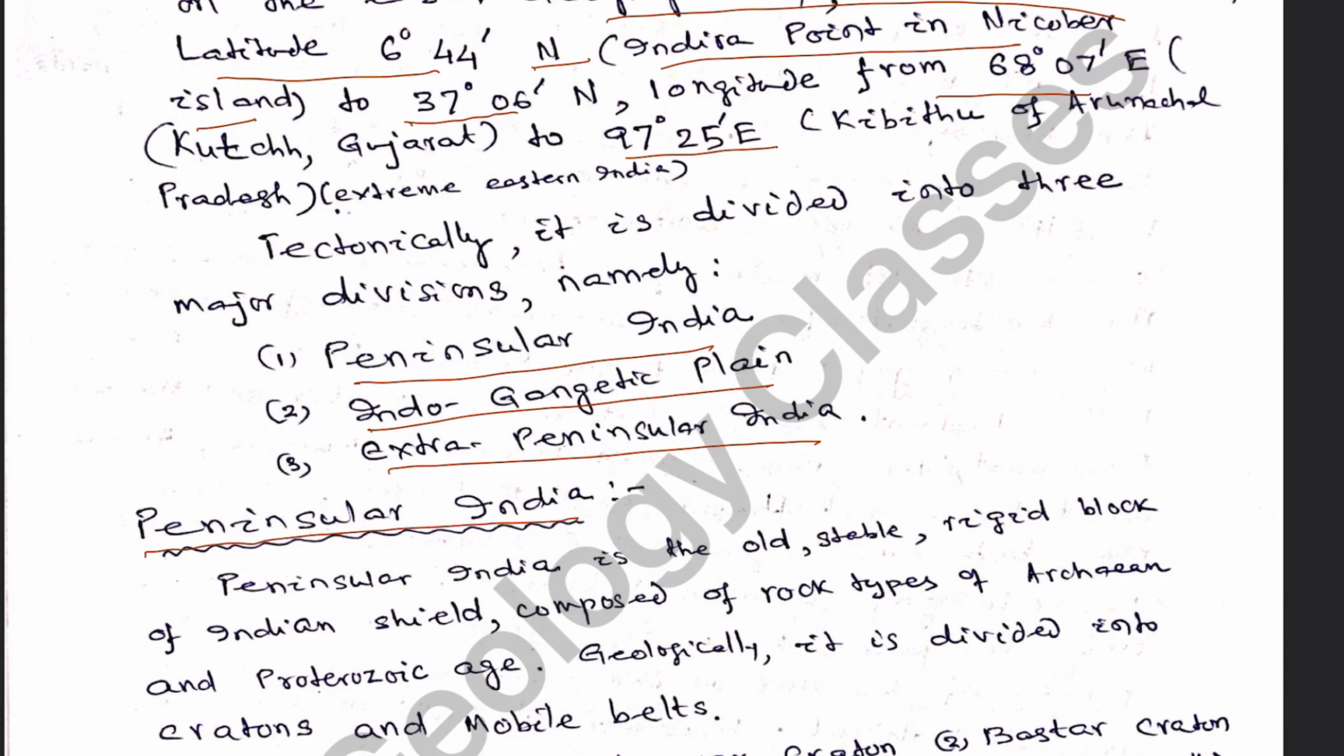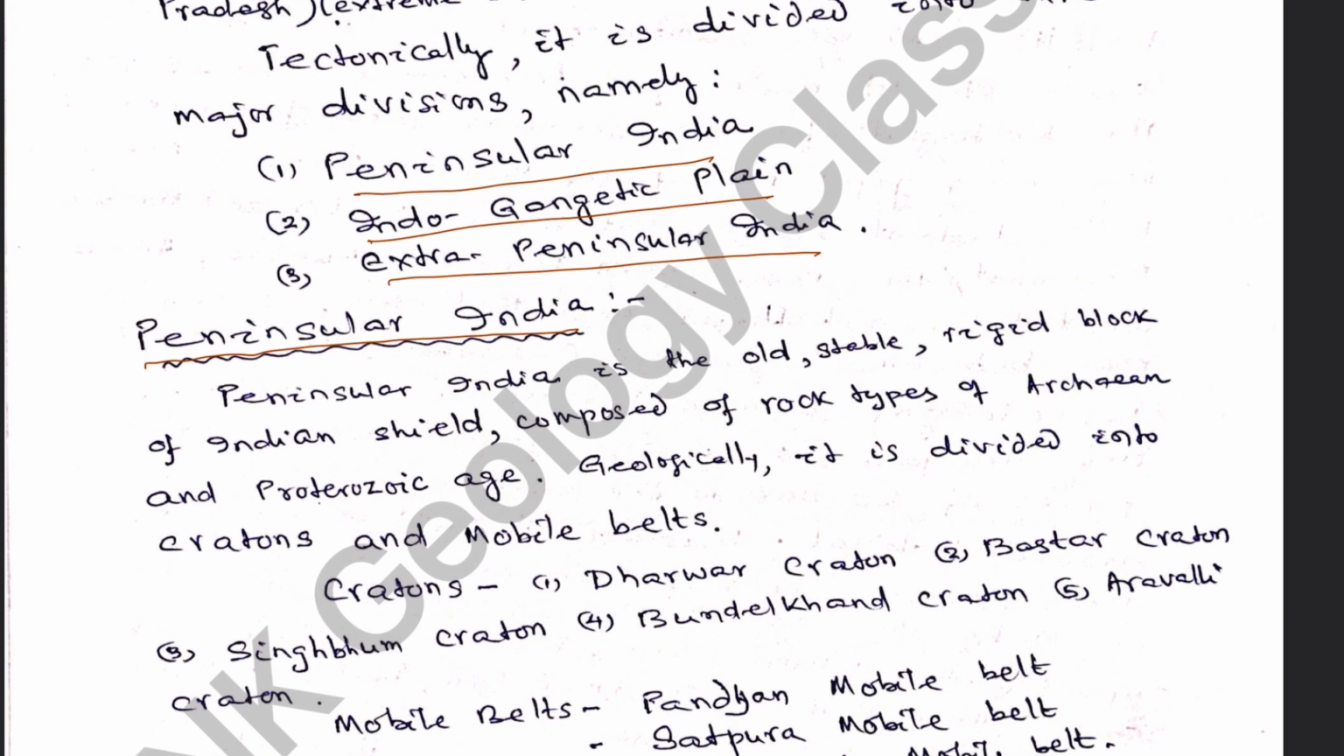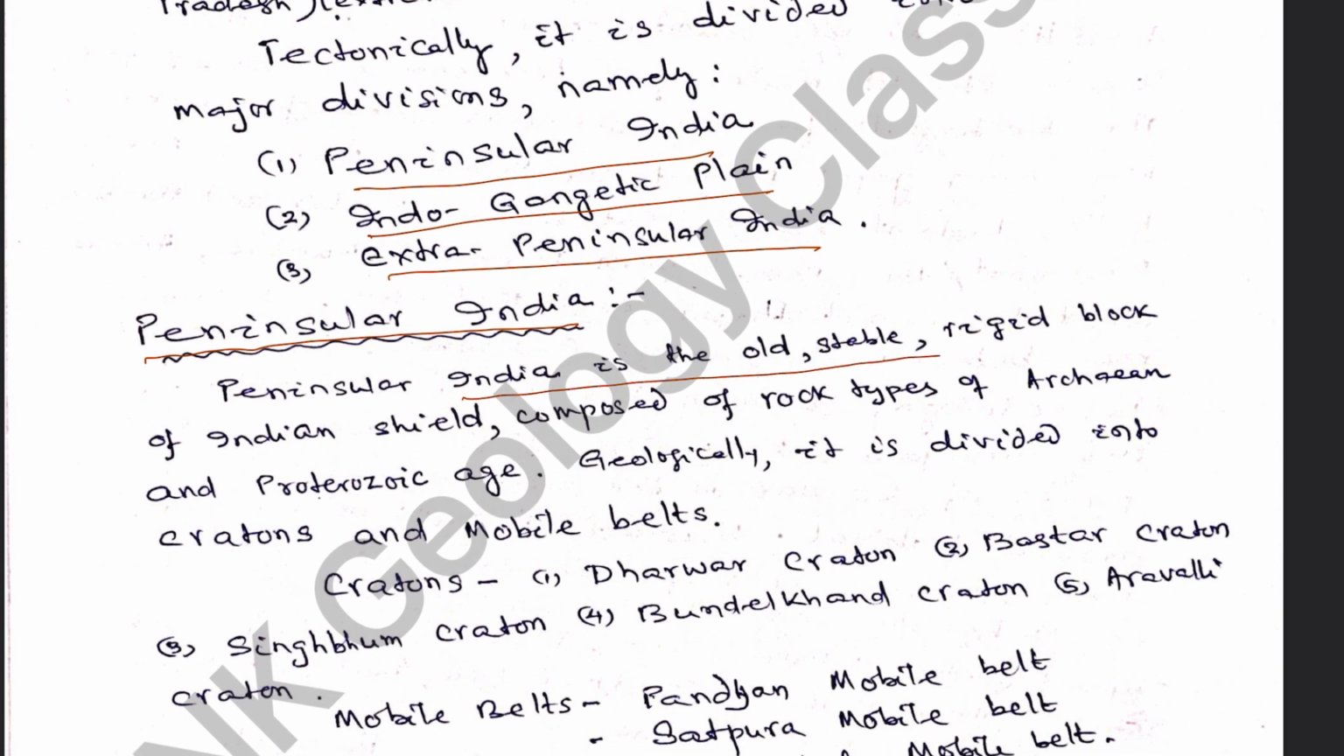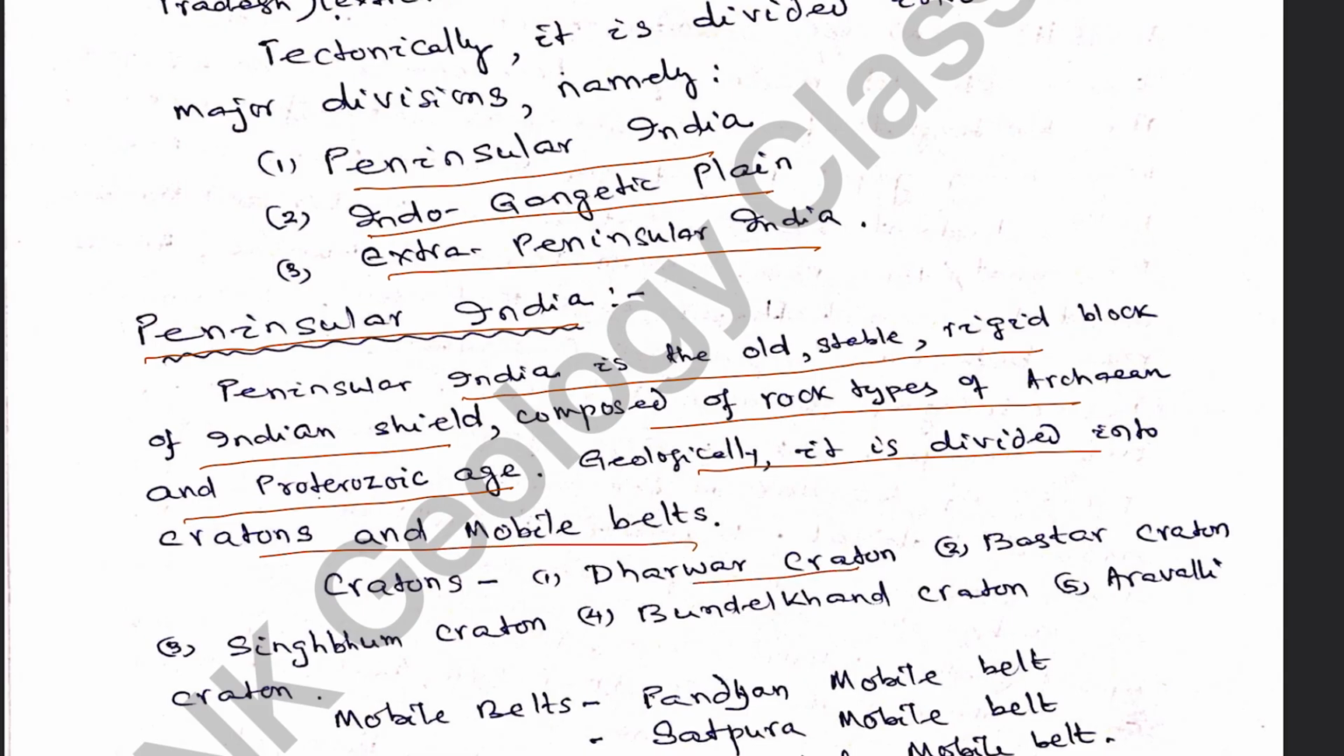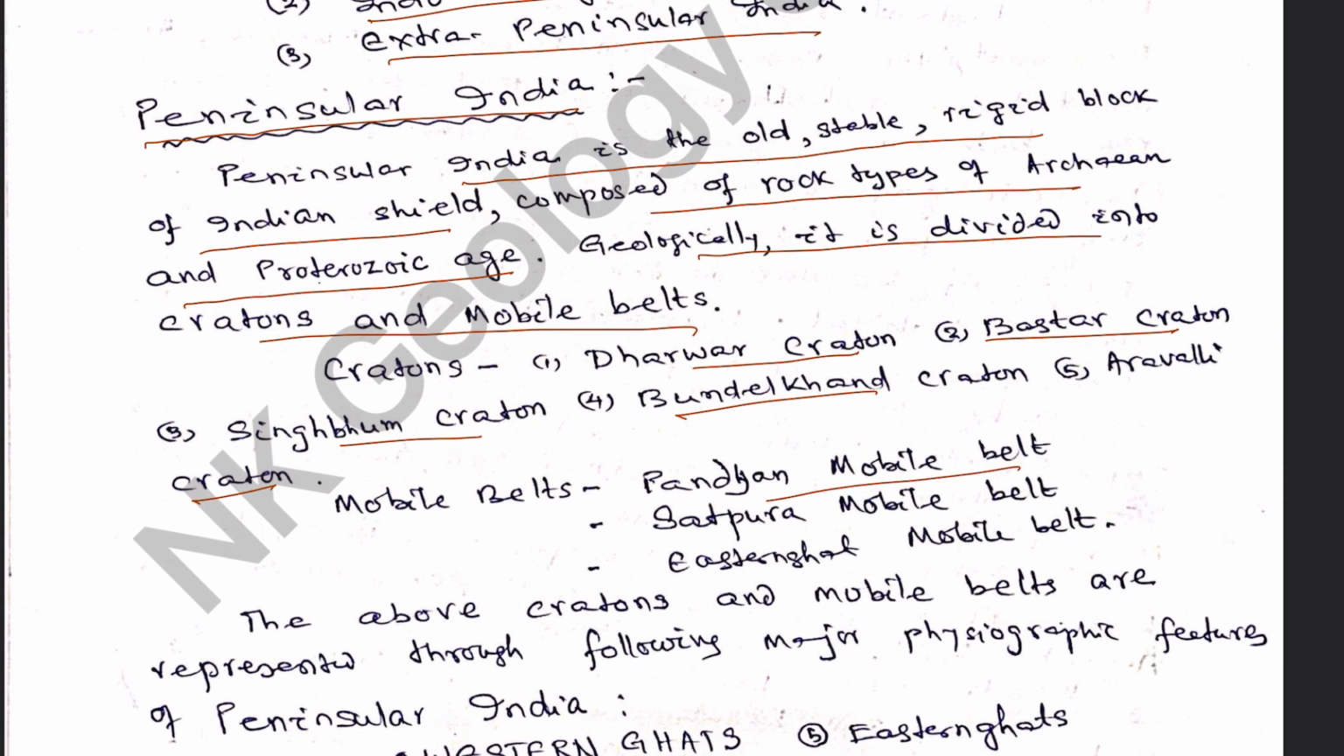Peninsular India. So peninsular India is the old, stable, rigid block of the Indian shield composed of rock types of Archean and Proterozoic age mostly. Geologically it is divided into cratons and mobile belts. The cratons are Dharwar Craton, Bastar Craton, Singhbhum Craton, Bundelkhand Craton and Aravalli Craton. And the mobile belts are Pandyan Mobile Belt, Satpura Mobile Belt, and Eastern Ghat Mobile Belt.